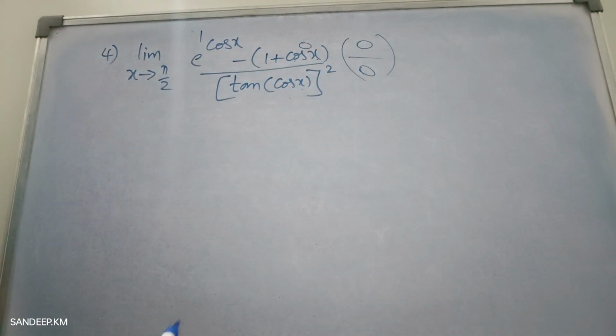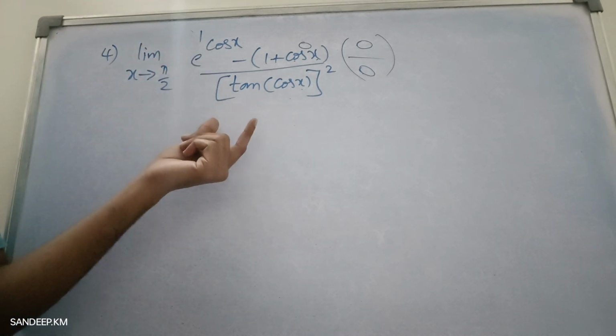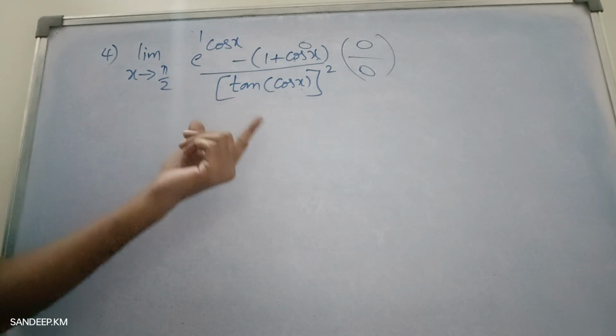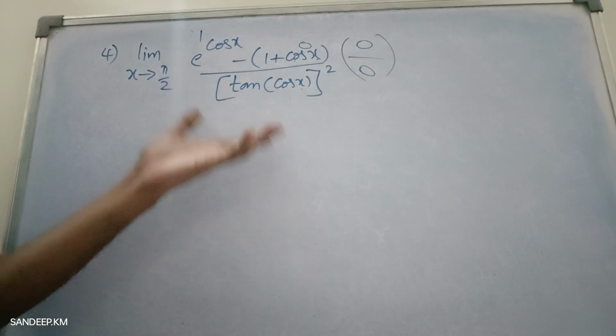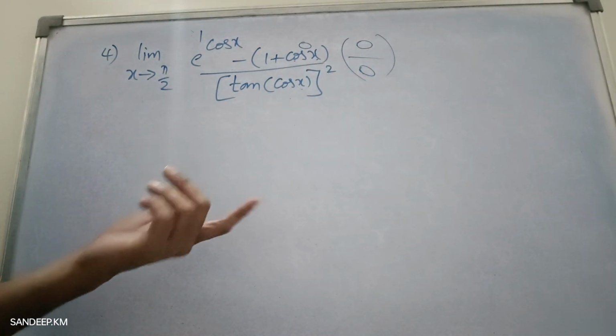So the question is in 0 by 0 form. Before you do something, first of all check whether we are getting a finite answer or not while substituting the x value. Because if you get a finite answer when you substitute the x value, that is the final answer. In case you are getting any indeterminate form, then we should do something in this particular question.